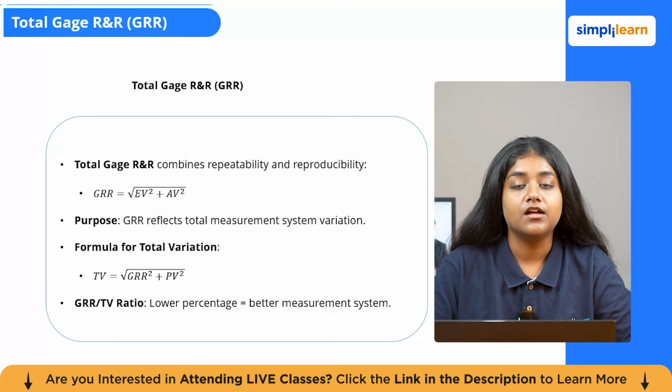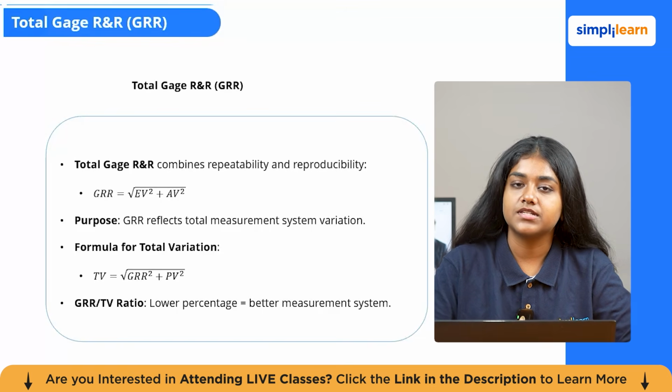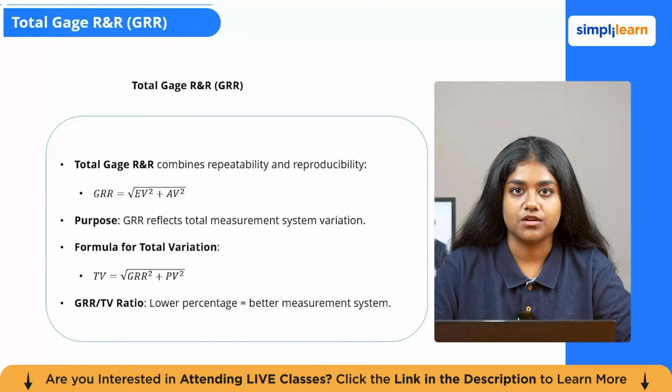So why does this matter? Because GRR is compared to either the total process variation or the tolerance to determine whether the measurement system is capable. Now let's look into total variation.